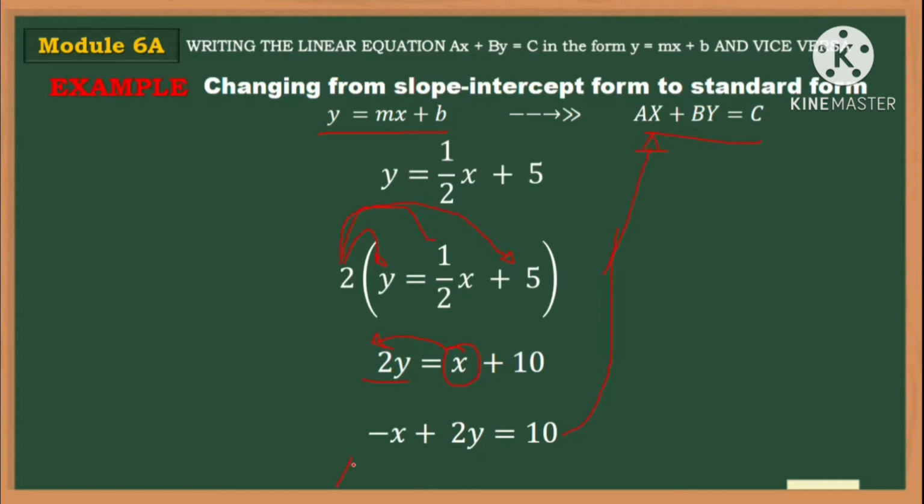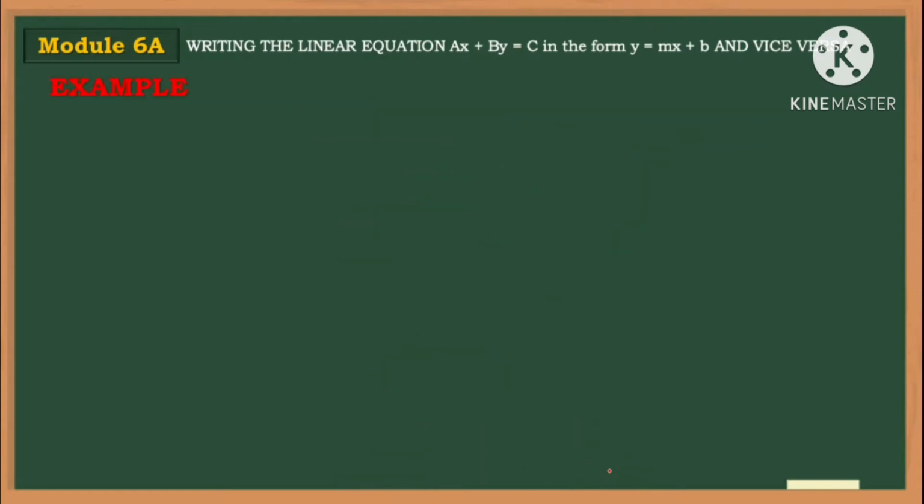Okay, so the value of a here is, yes, this is negative 1. B is equal to, yes, yung malaking b, 2. And c is equal to 10. Okay? Understood? Okay, very good. Next example.